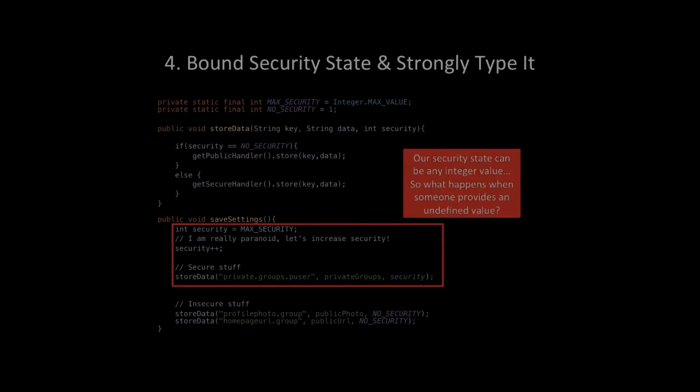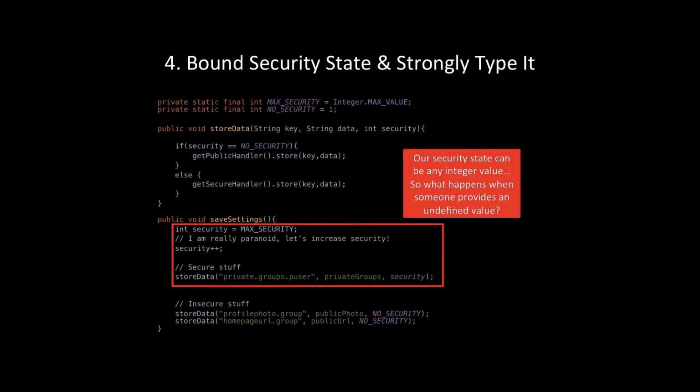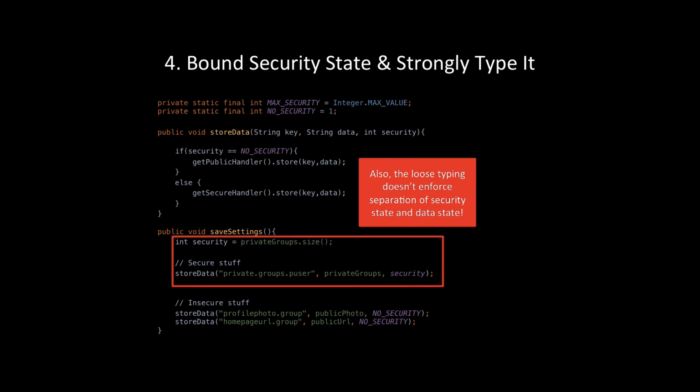So we want to be careful that we bound our security level state and be able to reason about it easily. And also, by bounding it, we make it easier for other users to comprehend the appropriate way to use that state and how to express what they want done and how securely they want it done. The other issue with this integer approach is it doesn't enforce any type of type constraint. And that causes a couple of problems for us. One of them is, suddenly, we would like to enforce some level of separation between the security state and the data state.